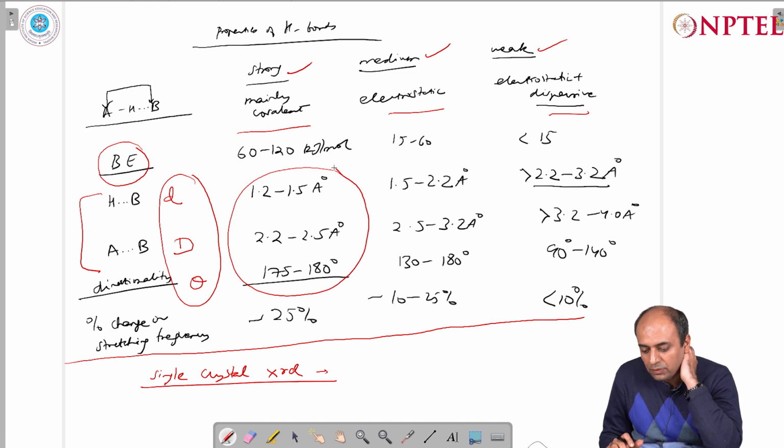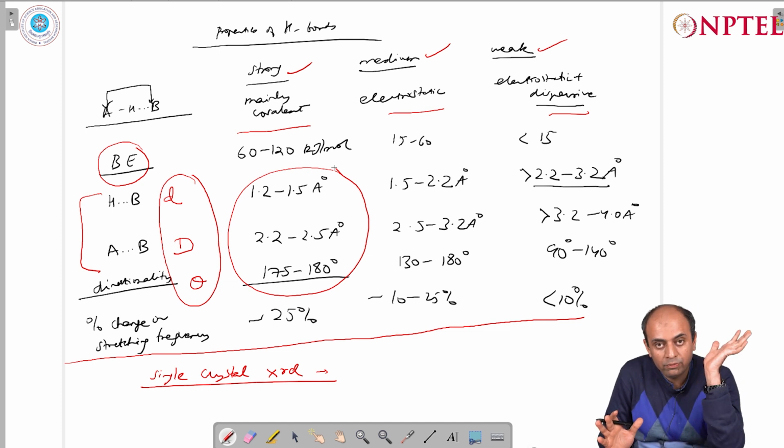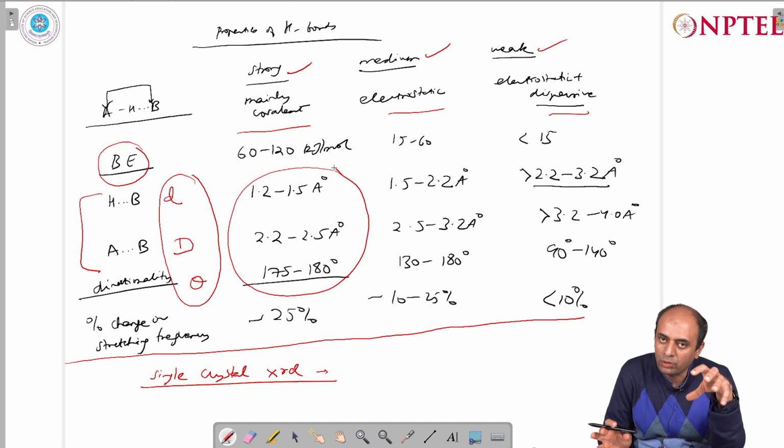So with this, we more or less come to an end of the first module, and I hope you have been able to understand the salient features of chemical forces, the importance of chemical forces, which are going to play a very important role in the next set of modules which will accompany the next set of lectures. Thank you very much.